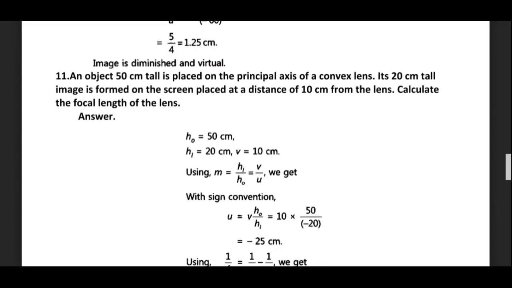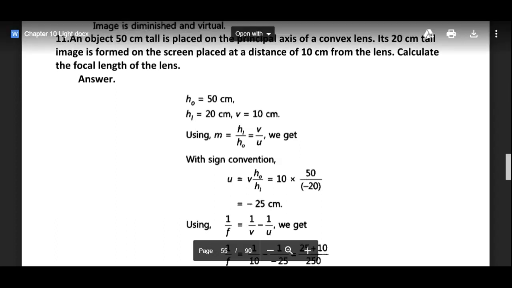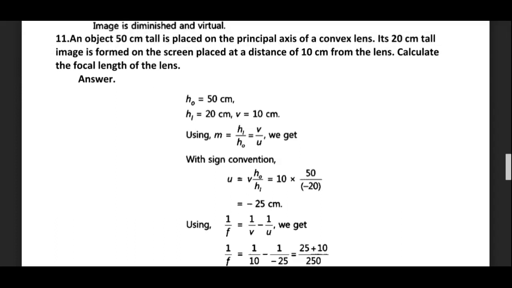Now, an object 50 centimeter tall is placed on the principal axis of a convex lens. Its 20 centimeter tall image is formed on a screen placed at a distance of 10 centimeter from the lens. Calculate the focal length of the lens. So, height of object is 50 centimeter, height of image is 20 centimeter, and v is 10 according to the question.